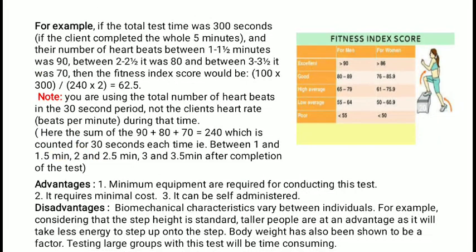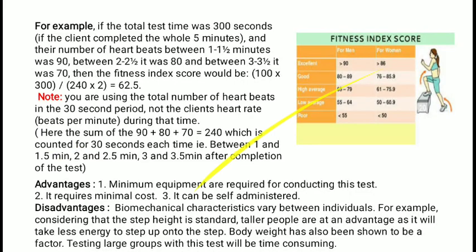It is one type of aerobic activity to check your cardiovascular efficiency, that is, how efficient your heart is at supplying oxygen-rich blood to the muscles, so that the muscles produce energy, and due to that energy your body moves. So this is the Harvard step test. You can calculate on your own how much cardio physical fitness you have. You can check by this test.